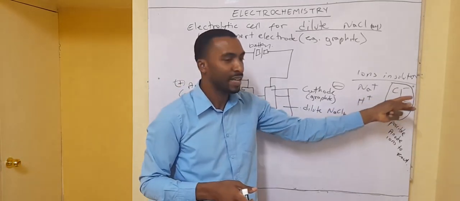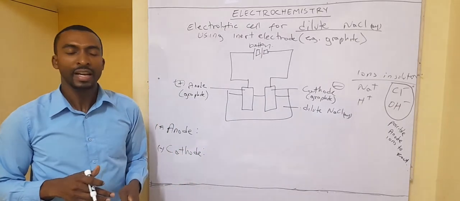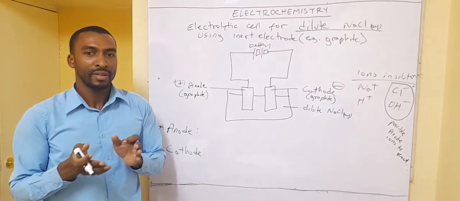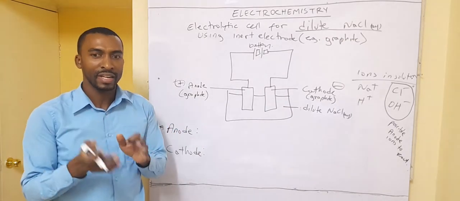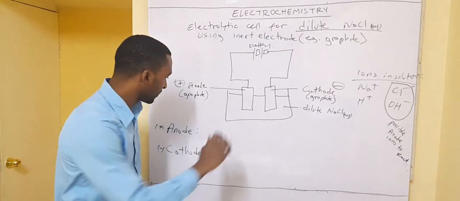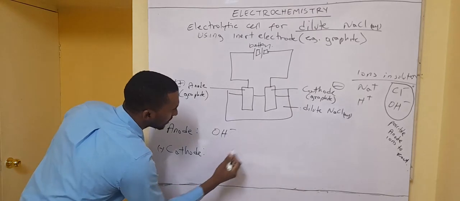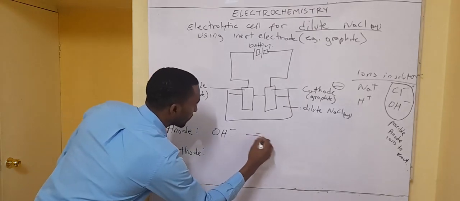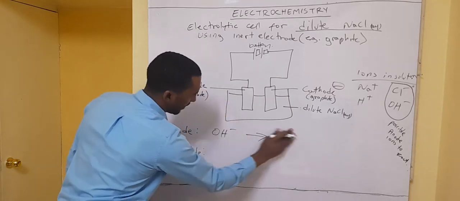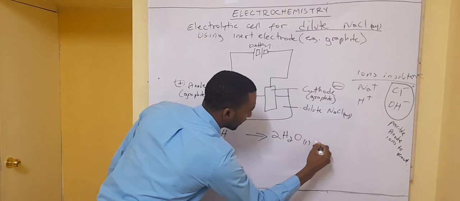Is chloride or hydroxide lower in the electrochemical series? Hydroxide is lower, right? So that's how we would derive the answer here: the hydroxide ions are going to react at the anode, alright? And for the anode, it is OH minus. This is an equation that you have to write a lot to remember, right? Because it's very complicated and unusual, right?